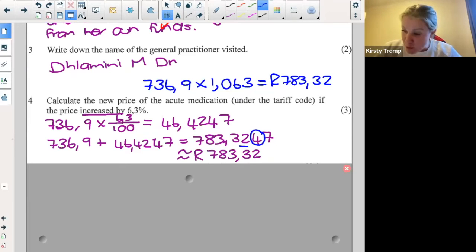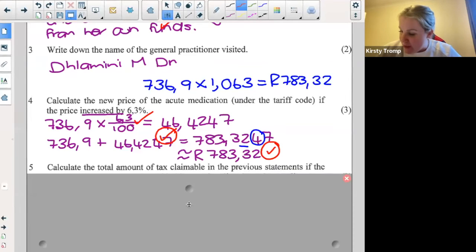The proper way to do it, where you're going to get your full marks, is by doing it here. So 1 mark for timesing by 6,3 over 100. 1 mark for adding the 46,427, and this mark here is a method mark. So whatever you got above, you're going to get a method mark for that one. And finally, a method mark for your final answer. But you're only going to get the method marks, guys, if you show your working. So make sure that you show your working the whole way through.